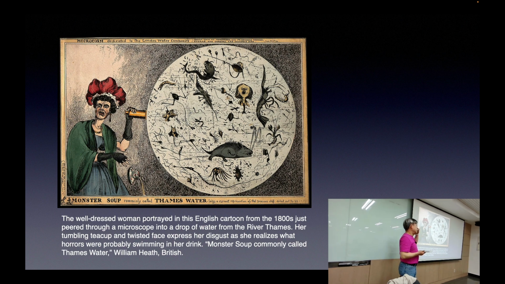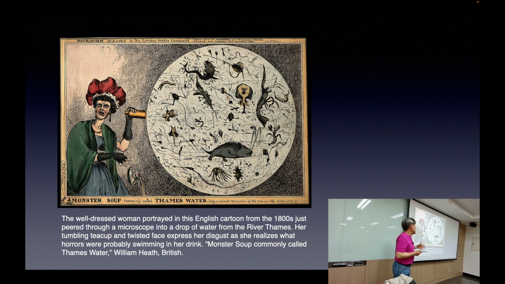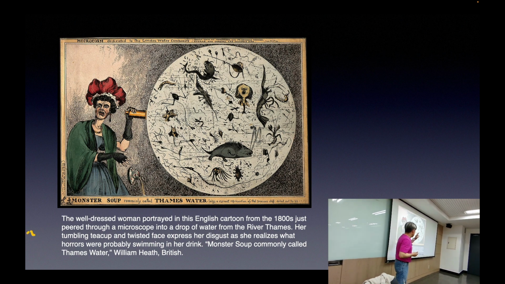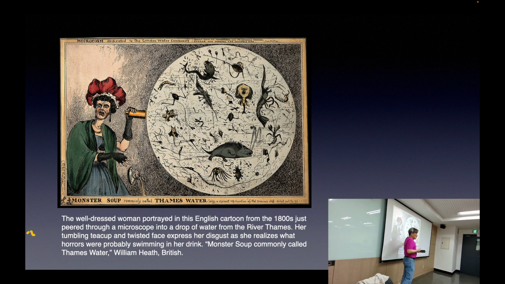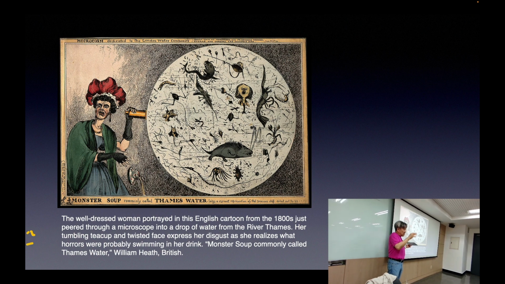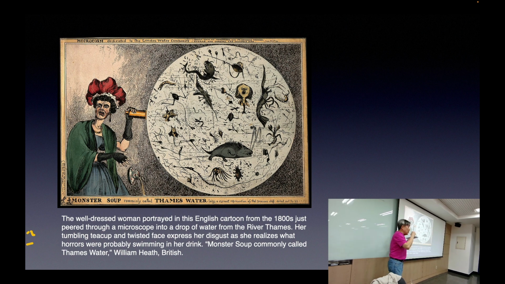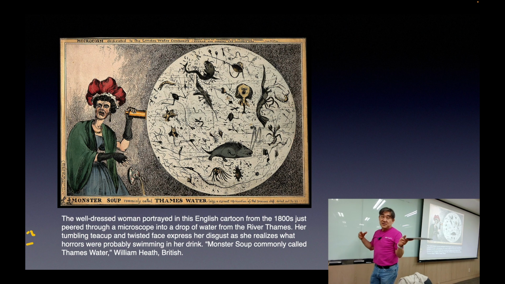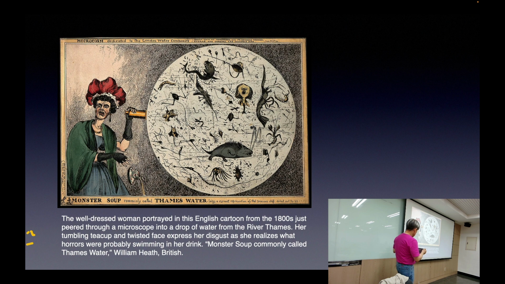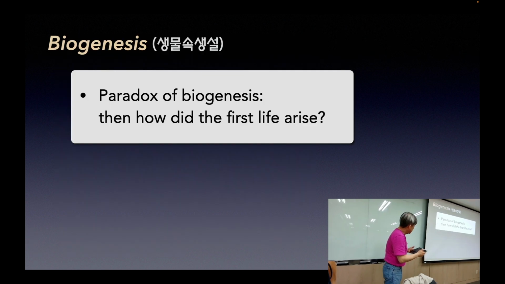Actually, after the invention and finer development of the microscope, people were shocked. When they sampled some small pond water under the microscope, all different kinds of little things were moving around. So they were shocked. Oh, life forms are everywhere. Okay? But the important thing is, all those life forms are coming from pre-existing ones. But there is a problem.